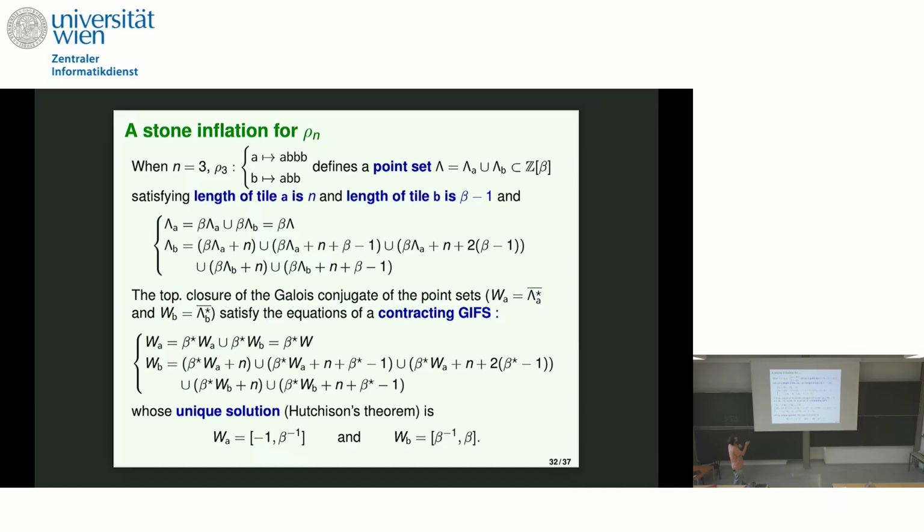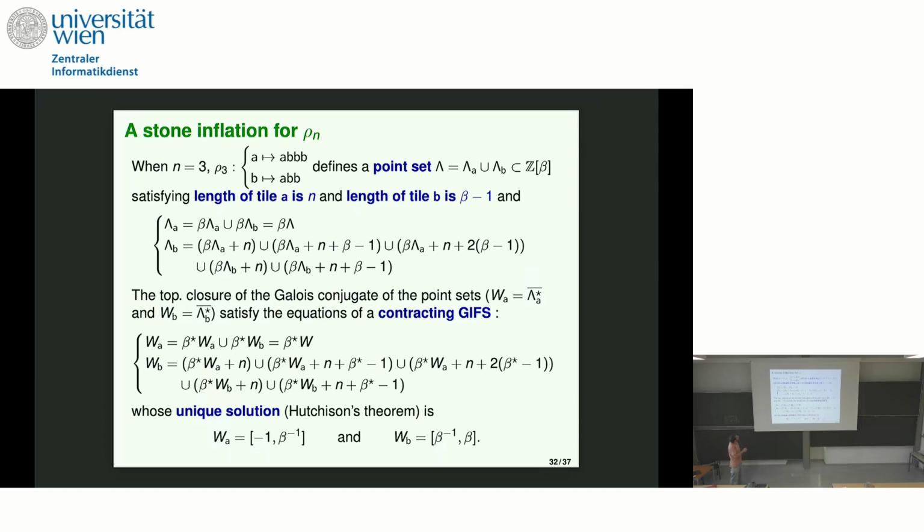Using this, you can write an equation to define the point set. So lambda A is the left endpoint of an interval where you put letter A. Same for B. So where do you put letter A? Well, A always starts, so it's always beta times lambda A union beta times lambda B. With B, you need to translate each time, so 1, 2, 3 times in the image of B of A and 2 times here.